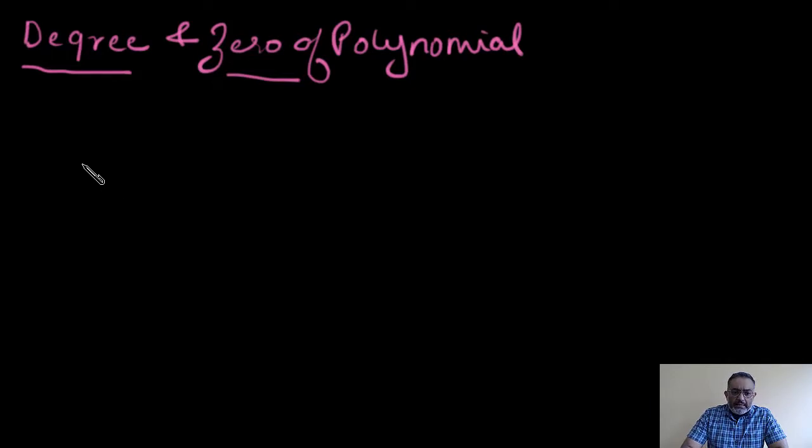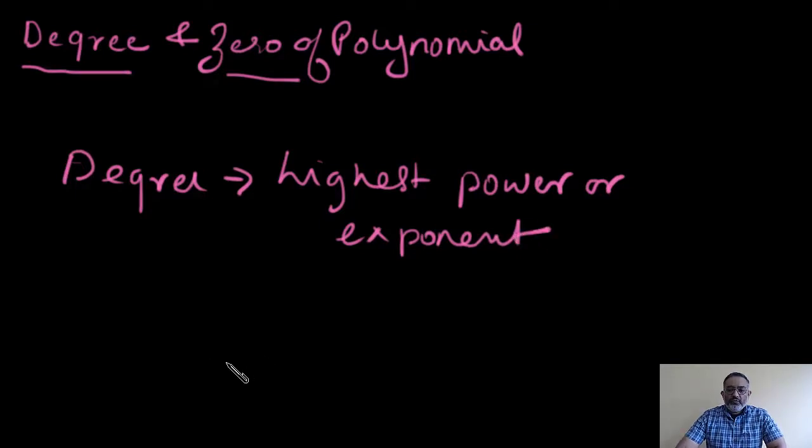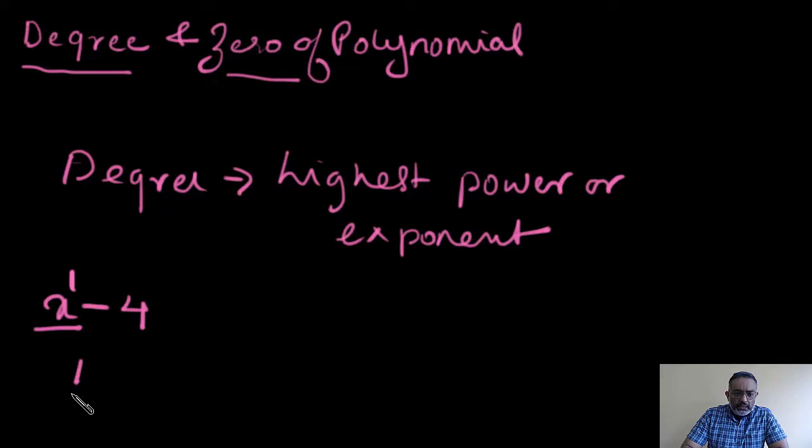Now what is the degree of any polynomial? Degree is defined as the highest power or exponent of the variable available in that polynomial. Now let's imagine a couple of examples. Let's say our polynomial is x minus 4. This is the variable and the highest power is essentially 1. So the degree of this polynomial is 1.